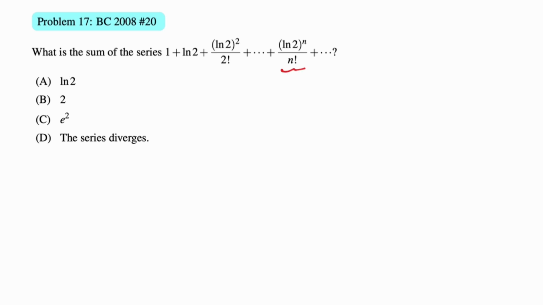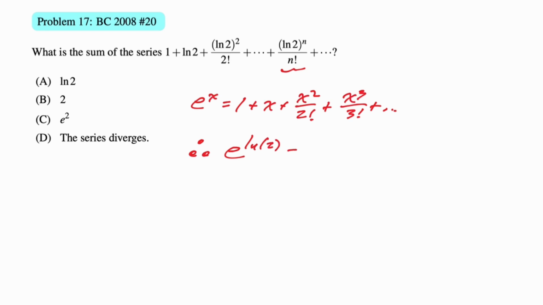But I also see the n factorial. Everything about this is screaming e to the x. e to the x is 1 plus x plus x squared over 2 factorial, etc. This is the series for e to the x with natural log of 2 plugged in. So we're definitely getting e to the natural log of 2. Then we just have to remember that e to the natural log of 2 is 2. All right, next problem.